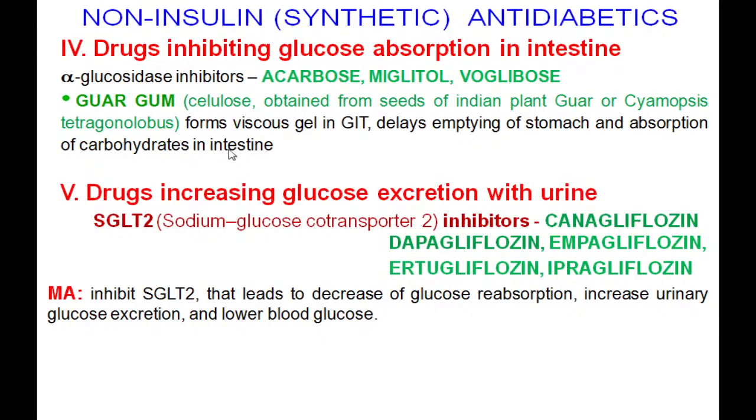This cellulose forms a viscous gel in the GIT. That's why it delays emptying of the stomach and absorption of carbohydrates in the intestine. It decreases appetite. These drugs sometimes help the patient to eat something sweet, because we understand that treatment of diabetes mellitus is associated with a very strict diet.